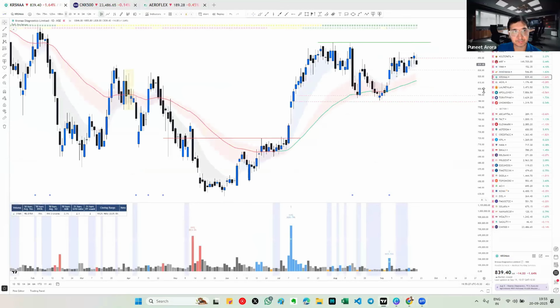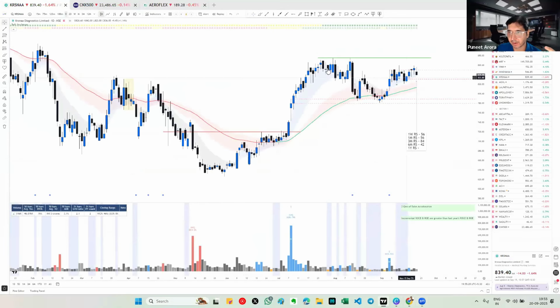Krishna Diagnostics, again, is a stock which is near to its swing high breakout and also appearing within IBD high. So these are the setups that are currently coming in the swing high setups, and that's how you actually scan it.